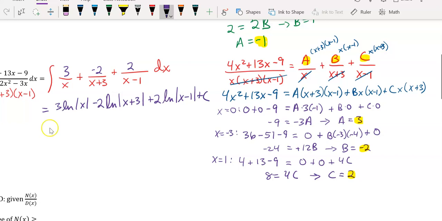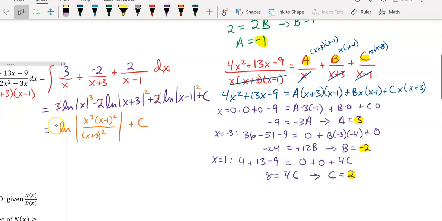And if I want to combine this into a single log, let's use some log properties here. This 3 comes up as an exponent. This 2 comes up as an exponent. This 2 comes up as an exponent. So I have the natural log of the absolute value of, so this is going to be x cubed. This one is going into the denominator, x plus 3 squared. And this one is in the numerator, x minus 1 squared, plus c.